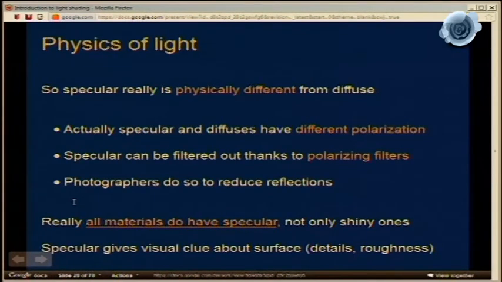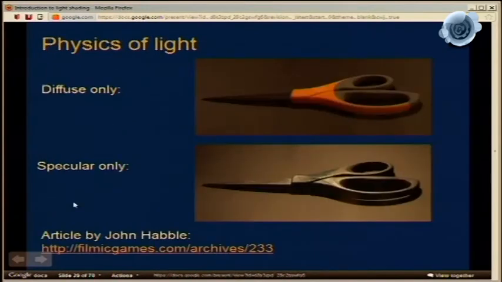And the funny thing is, if you can filter out the specular, you can then remove it from the original photo, like this guy did on his blog to illustrate. By doing this, he can take a photo and separate the diffuse part and the specular part, which is kind of interesting. It gives you an idea of what it really looks like, what the specular part and the diffuse part should be.